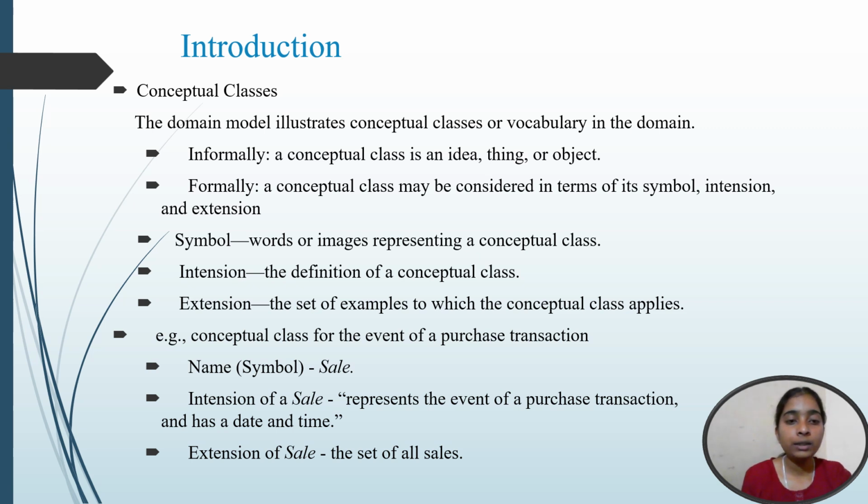The conceptual classes in the domain model illustrate the conceptual classes, or the vocabulary in the domain, informally and formally: symbol, intension, and extension. Informally, a conceptual class is an idea, thing, or any object. Formally, a conceptual class may be considered in terms of its symbol, intension, and extension. The symbol is the words or images representing a conceptual class. The intension is the definition of a conceptual class. The extension is the set of examples to which the conceptual class applies.